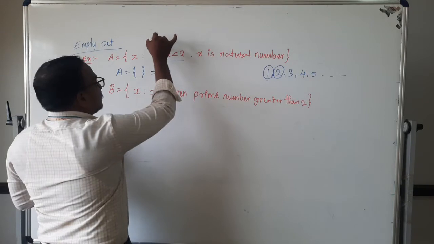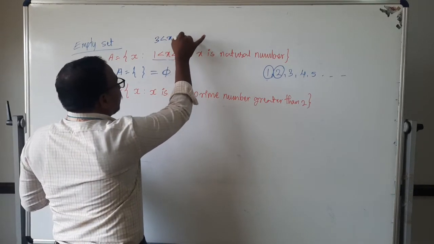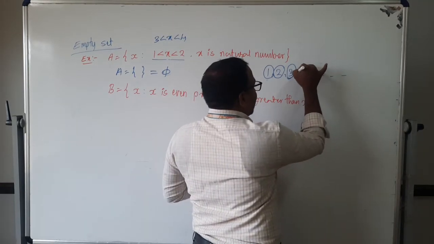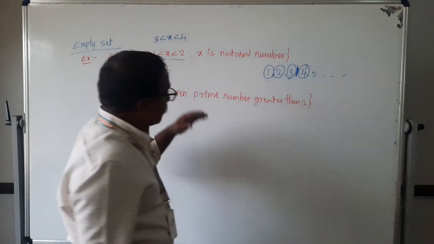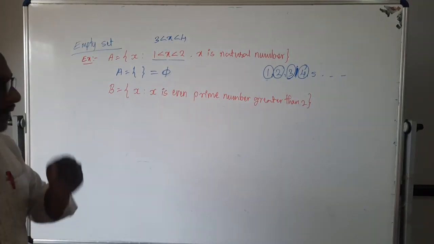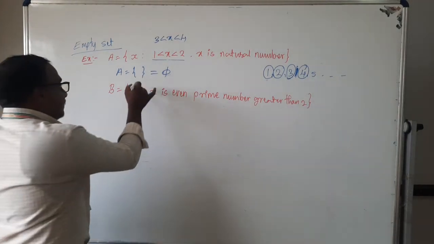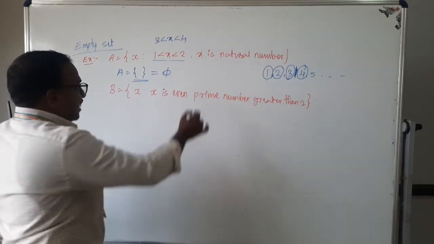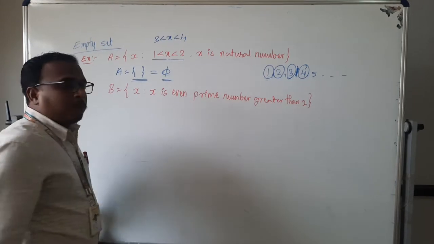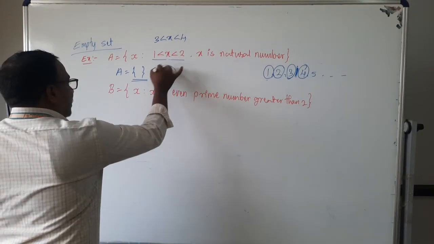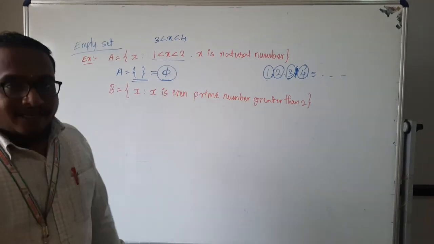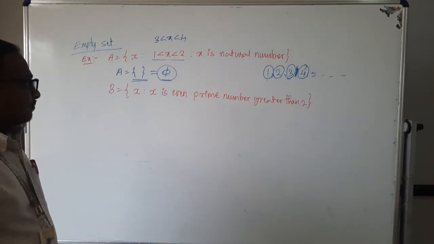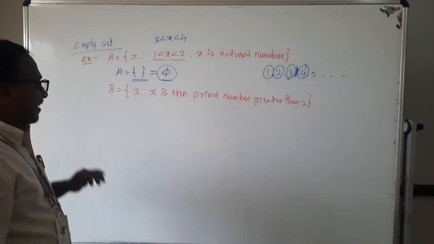Or we can write this as 3 is less than x is less than 4 also. So in between 3 and 4, is any natural number there? No. Therefore that is also an empty set. So we know that the empty set is represented by flower braces, or we can write it by the symbol phi. This phi symbol indicates a null set or an empty set, or we can call it a void set also.